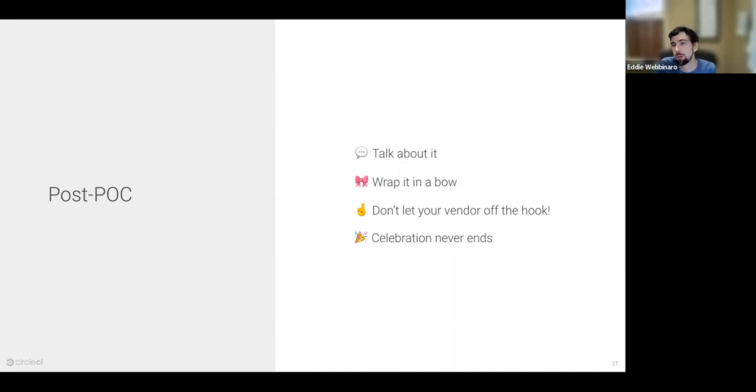And then continue to encourage and recognize and celebrate teams. The celebration should never end, right? Anytime a new team gets on there, a new pattern, a new use case gets identified, promote that, celebrate that. It's a really exciting opportunity for the organization.